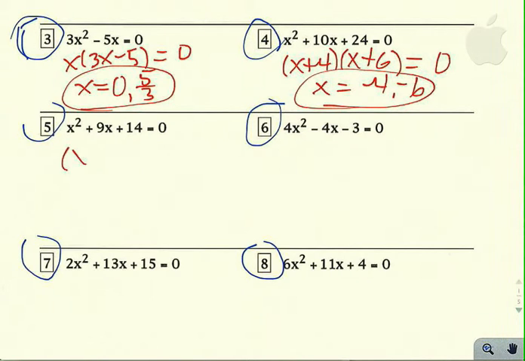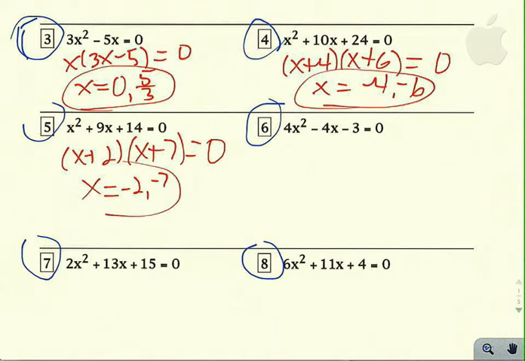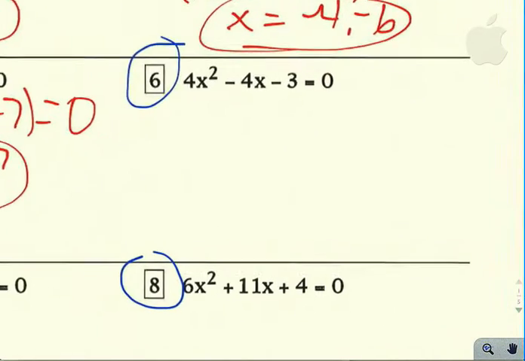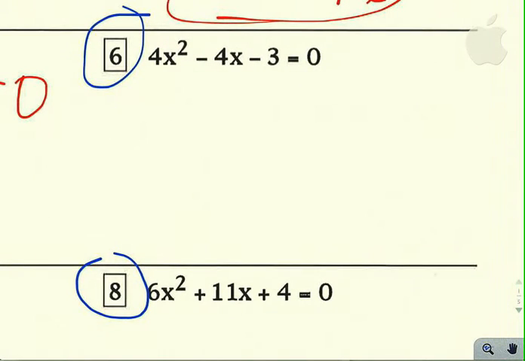For number 5, x plus 2 times x plus 7 equals 0. So x would equal -2 or -7. For number 6, let's magnify this so we can see it a little better. You have to multiply these two numbers, you get -12. Two numbers that multiply out to -12 and add up to -4: -6 and 2.